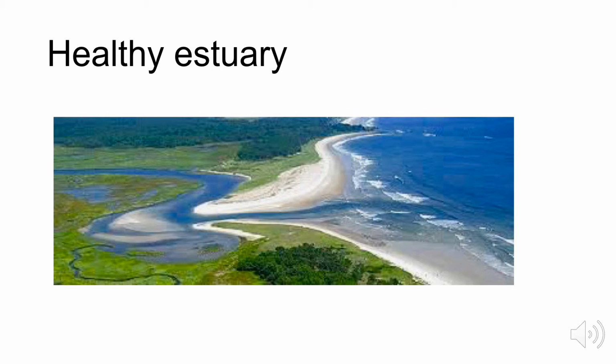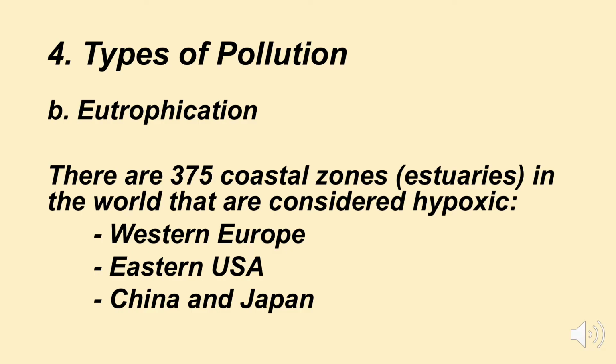If we take a look at it on a global basis, there are 375 coastal zones, or what we would call estuaries, where fresh water from rivers meets the ocean in the world that are considered basically eutrophic or hypoxic. We see a lot of this in Western Europe. We see a lot of this in the eastern United States, and lots in China and Japan.